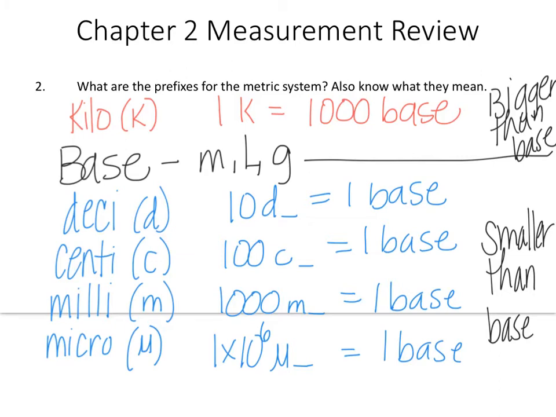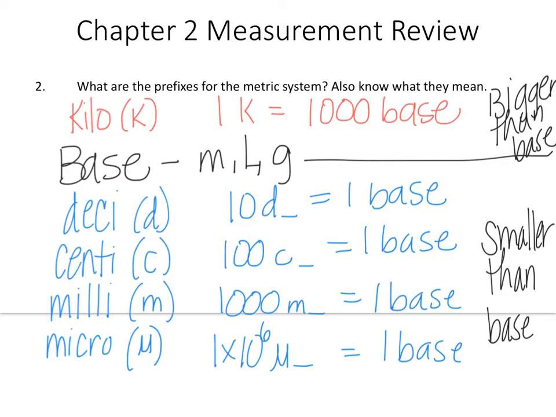Okay, let's talk about the prefixes because some of us are still struggling with the prefixes. These are the prefixes you need to know for the test: kilo, deci, centi, milli, and micro, okay? And you also need to know that the base units that we will be using are meters, liters, and grams, okay? The kilo is bigger than the base unit, okay? So 1 kilo is equal to 1,000 of the base. So that means 1 kilometer is equal to 1,000 meters.